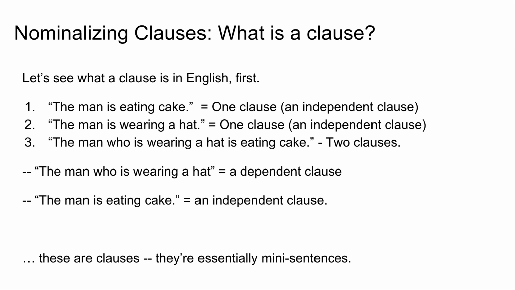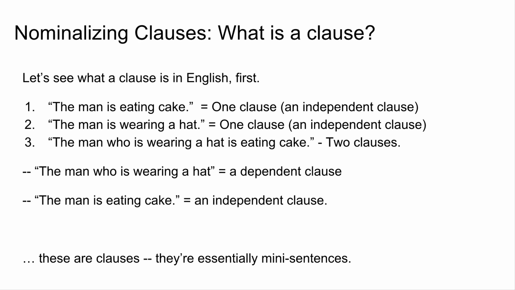Alright, so nominalizing clauses. What is a clause? Let's see what a clause is in English first. So let's look at sentence number 1. The man is eating cake. It's one clause. That's an entire clause. There's a subject and he's performing an action. We call that an independent clause because it can be independent. Just by itself, it's a sentence. There is a man and he's eating cake. So basically, every sentence you've ever read in your life is a clause.